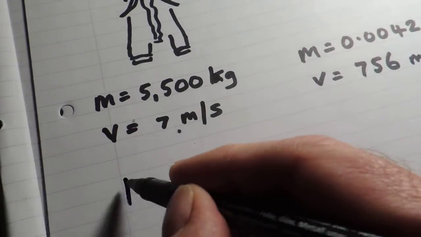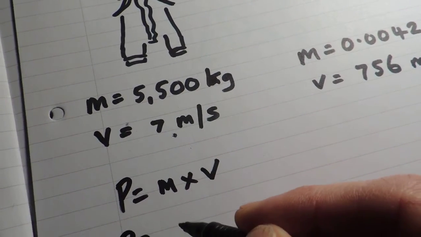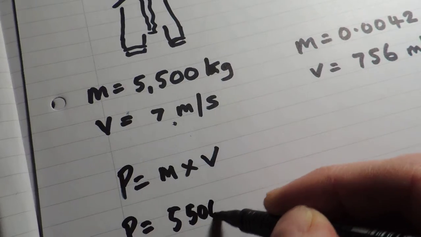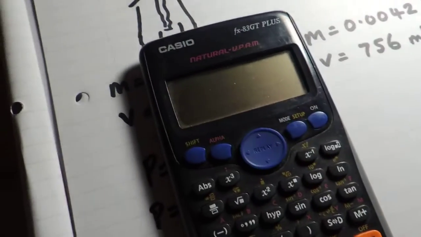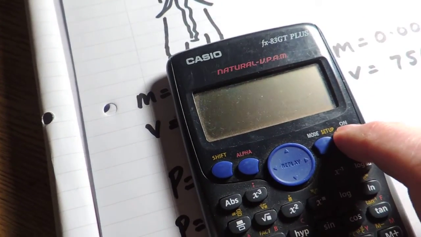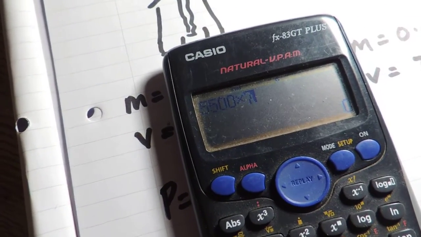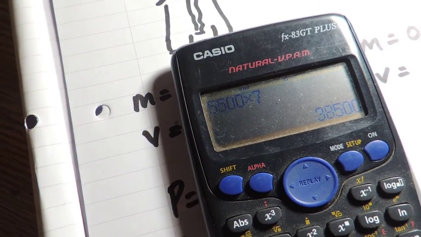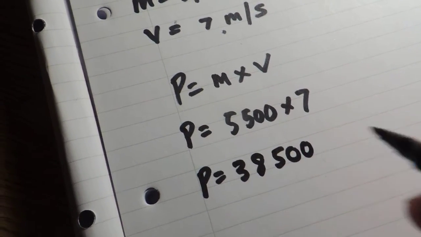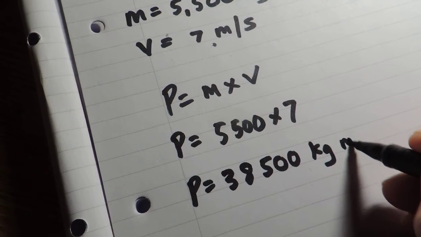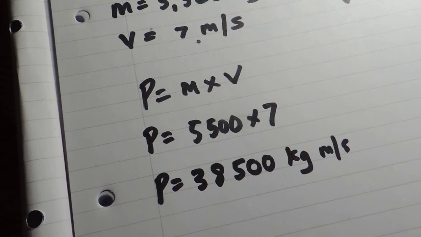So we're going to use our formula P equals M times V. So for the elephant, P equals 5,500, 5.5 tons times 7. So using the calculator, let's turn it on. We've got 5,500 times 7 equals, and that says 38,500. 38,500 kilogram meters per second. Okay, so it's massive. It's got a huge momentum, 38,500.